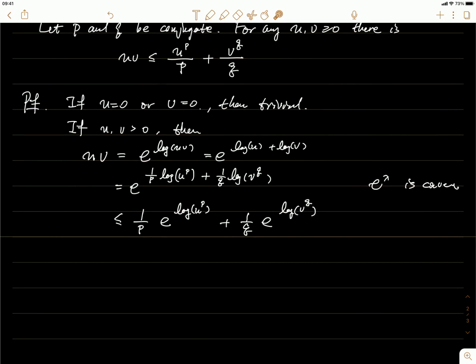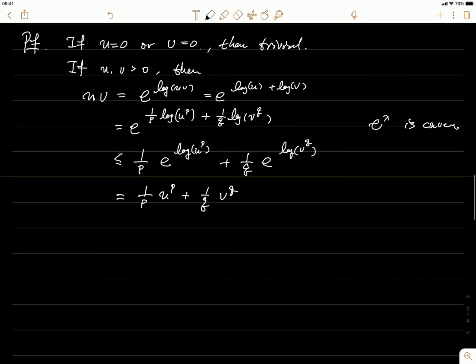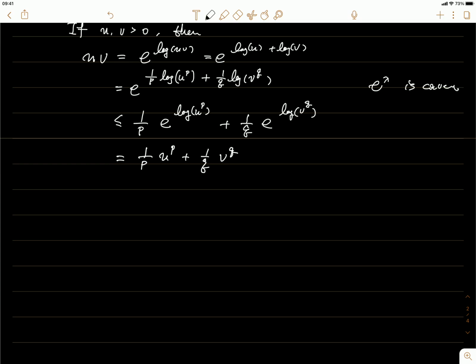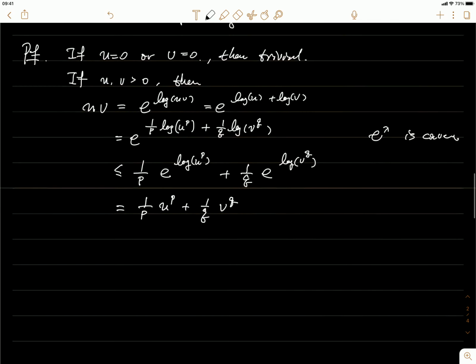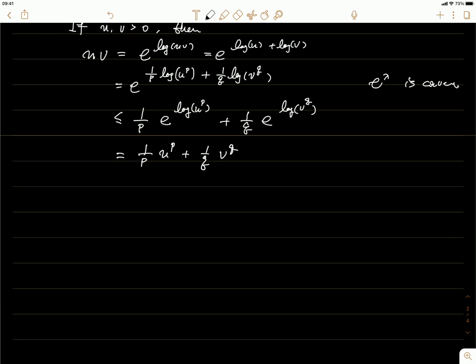And now I can see that the e and the log will be cancelled, so we have just 1 over p times u to the power p plus 1 over q times v to the power q, and that is the inequality we wanted. Okay, so that's how we show this inequality. It's a pretty useful result, not just in analysis but also in many related fields like partial differential equations and optimization. Okay, it's a pretty common inequality.